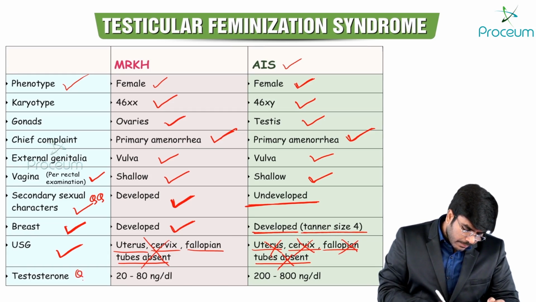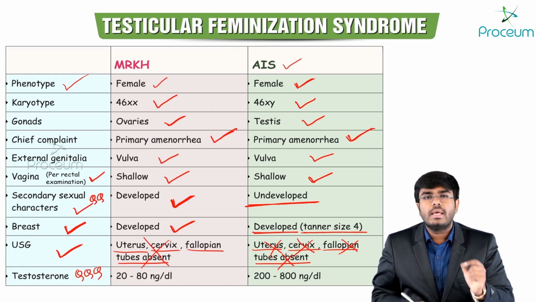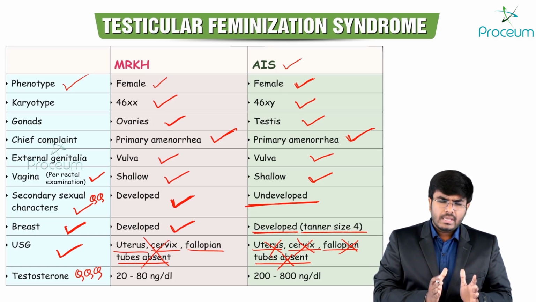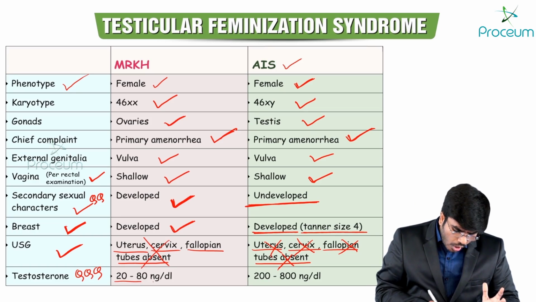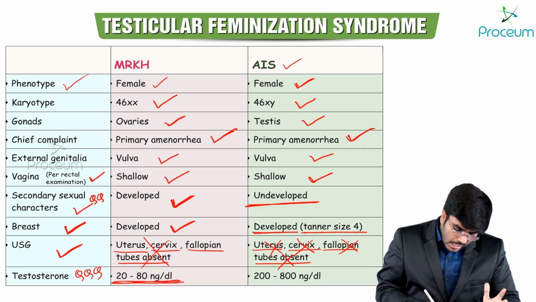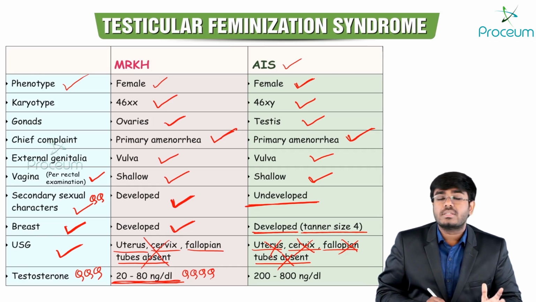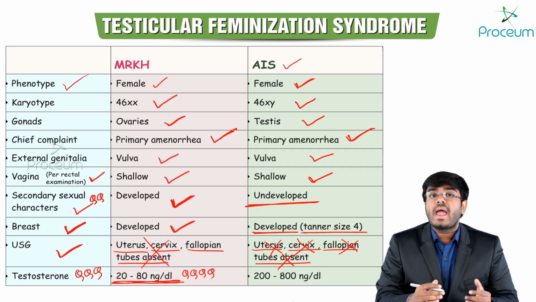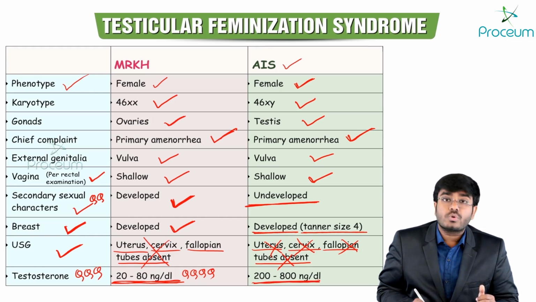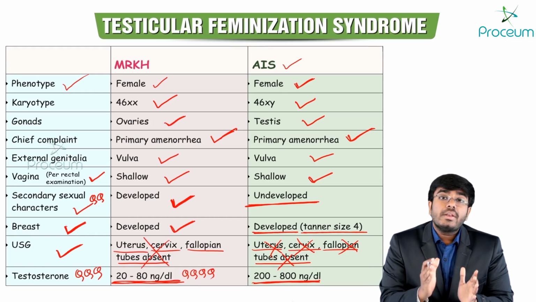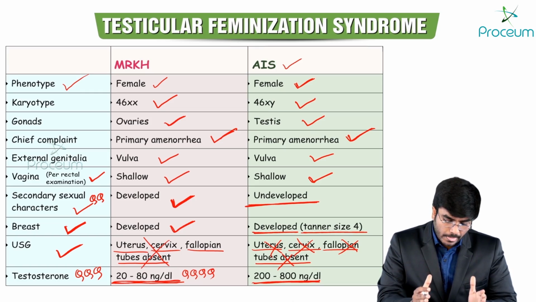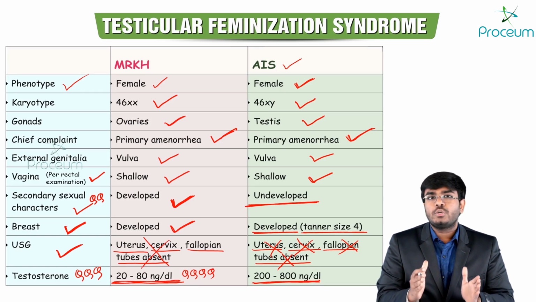Now, guys, this is a very, very important area. That's the testosterone. In MRKH syndrome, this is a normal female. Okay, normal female. In a normal female, there will be normal female range androgens, 20 to 80 nanograms per deciliter. This is a normal female range testosterone. But in androgen insensitivity syndrome, the androgen levels are male range. Okay, this is a male, right? So male range testosterone will be present in androgen insensitivity syndrome. Okay, so these are the major differences between the two.